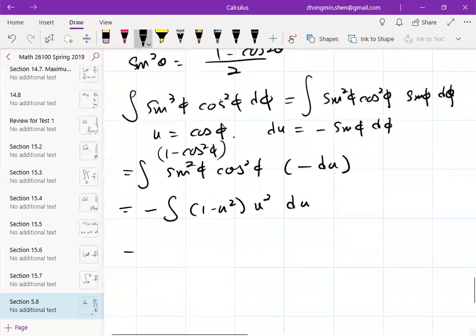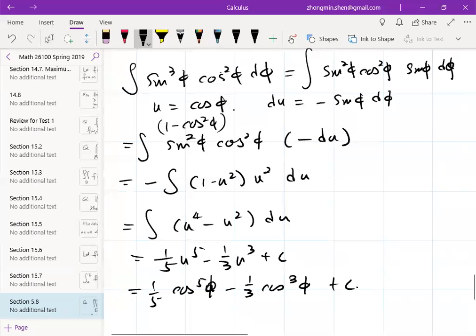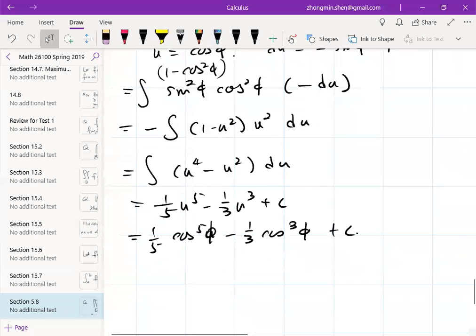And you can also change the order, right? Negative u squared minus u to the fourth du, okay? Then find the antiderivative of this. Okay, and then you replace u by cosine phi. So that's it. So yes, you can finish the rest of that.